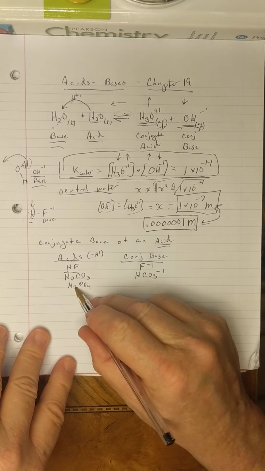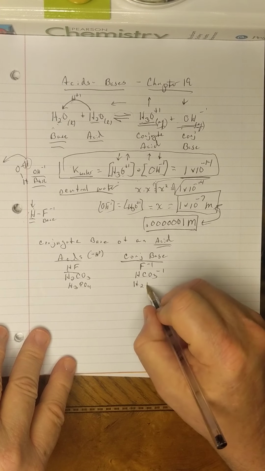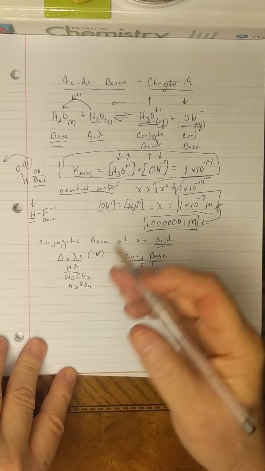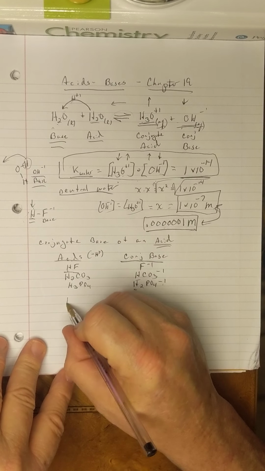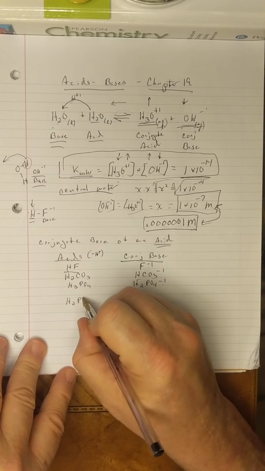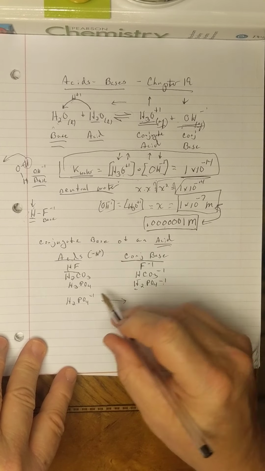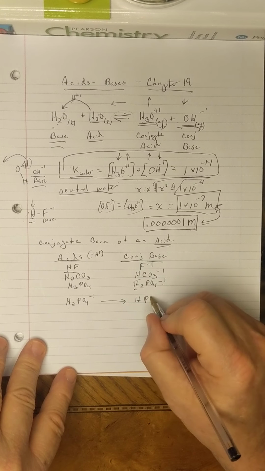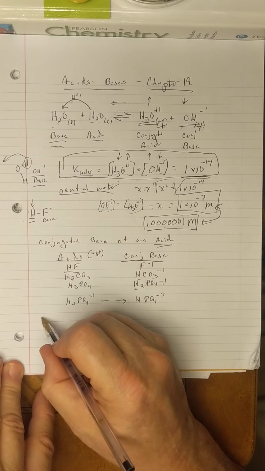Phosphoric acid, the conjugate base is H2PO4, -1. Now, these things still have extra H's. So if I said, let's look at H2PO4, -1, what's the conjugate base of that? I can just take away another proton, HPO4, -2.